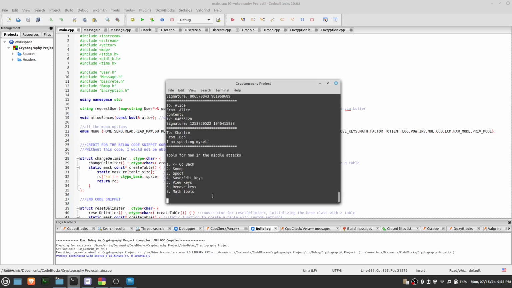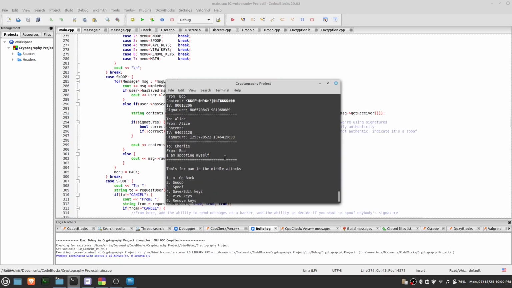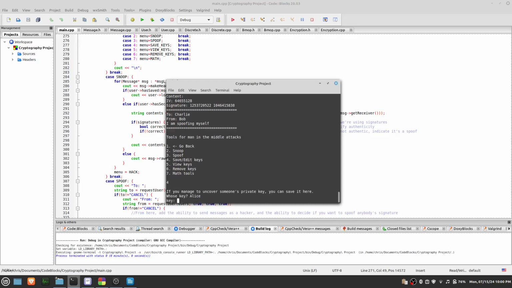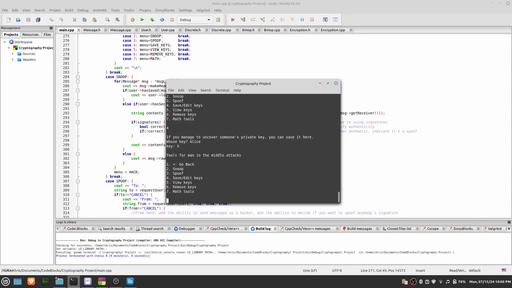Oh, and like I said, there's nothing. So we snoop. Let's see. Okay, so as we can see, Alice sent a message to Alice that we can't read. So what happens if I decide to save Alice's key? Even though I don't know it, I'm just gonna guess it. Let's say Alice's key is 5.